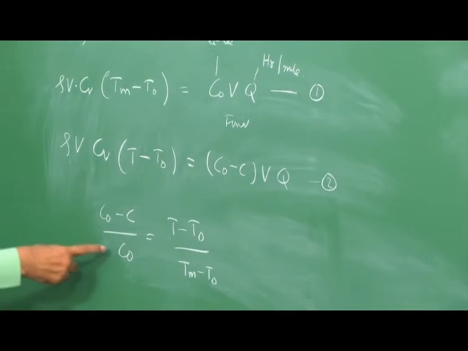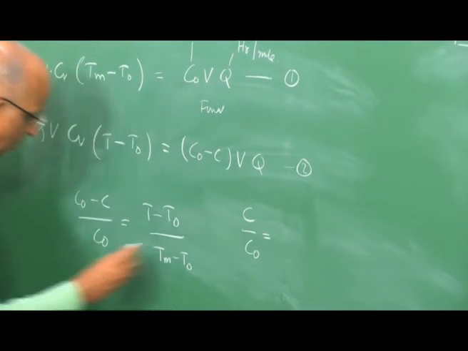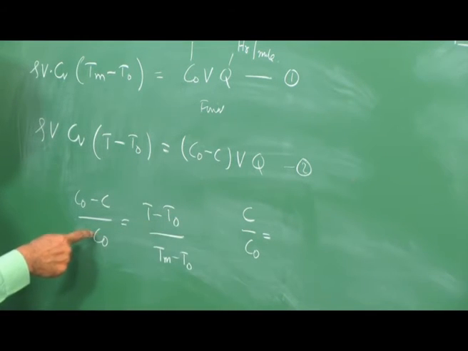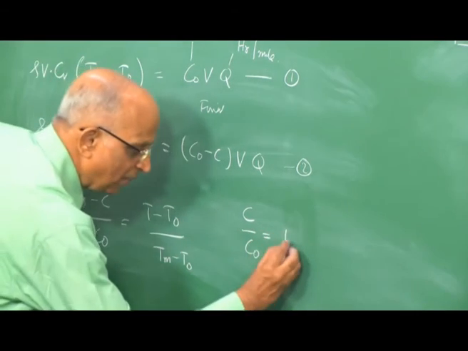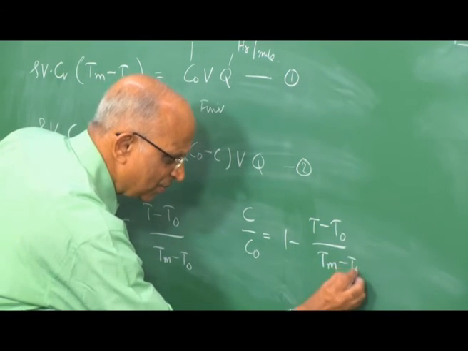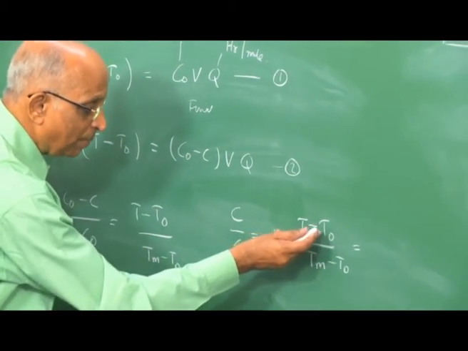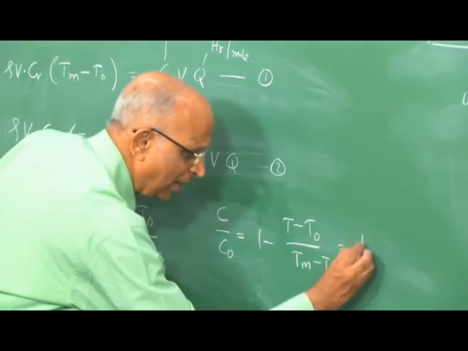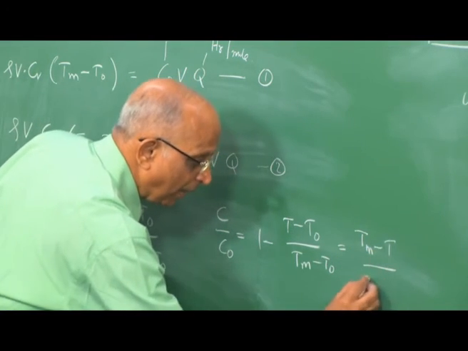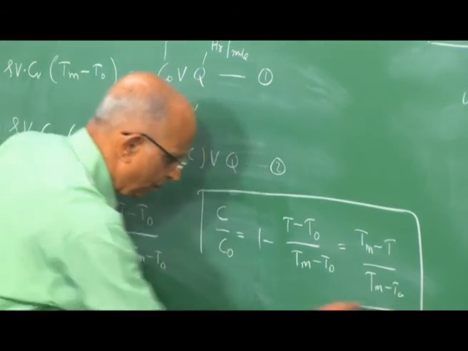Or rather, if I were to simplify this, I get the value of C by C0 on the left hand side, which is equal to 1 minus T minus T0 divided by Tm minus T0. This is equal to Tm minus T0 minus T plus T0, where T0 and T0 get cancelled, and it gives me the value of Tm minus T divided by Tm minus T0. This is the value of C by C0.